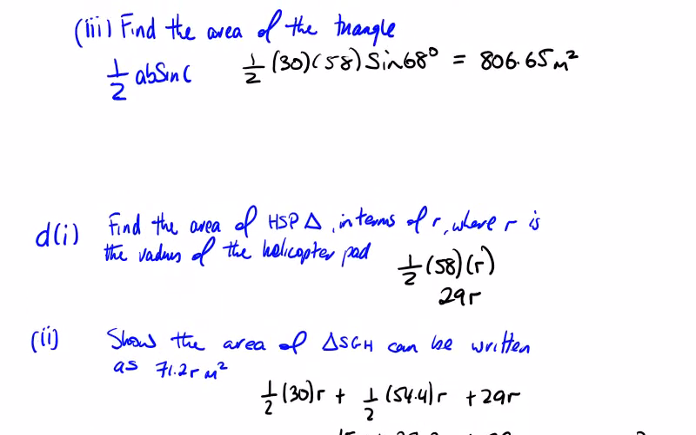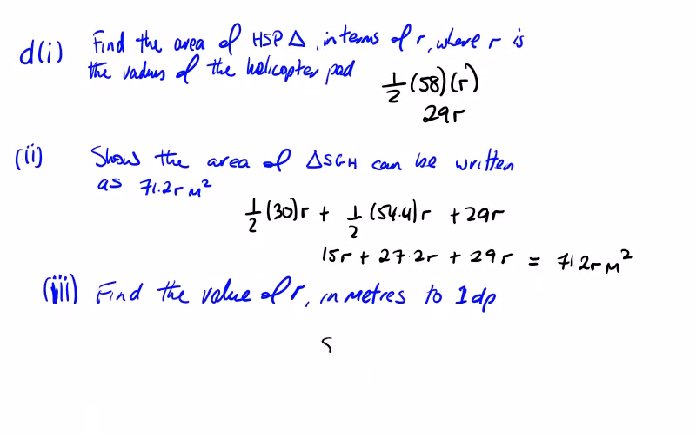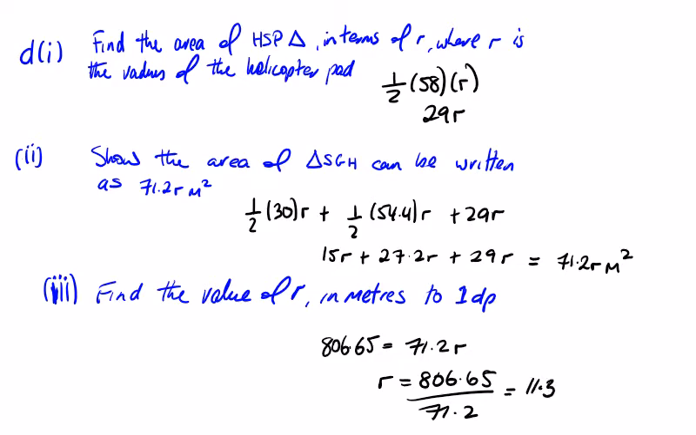So we worked out the area, didn't we here? Yeah, we worked out the area, 806.65. 806.65 is equal to 71.2r. So r is equal to 806.65 divided by 71.2. So it's going to be just over 10, 11 and a bit on the calculator, 11.3289. So it's correct to one decimal place, 11.3. And that's just meters.